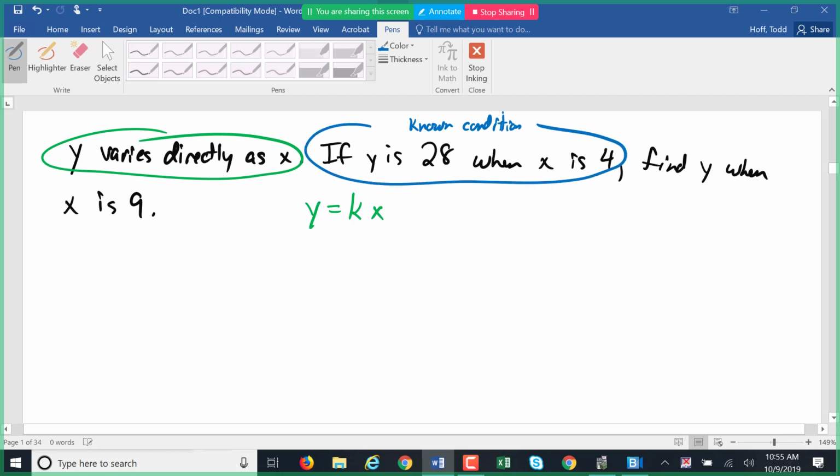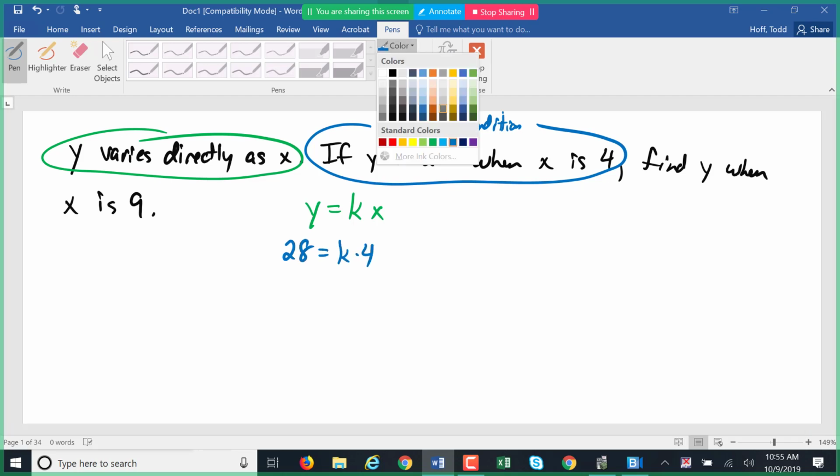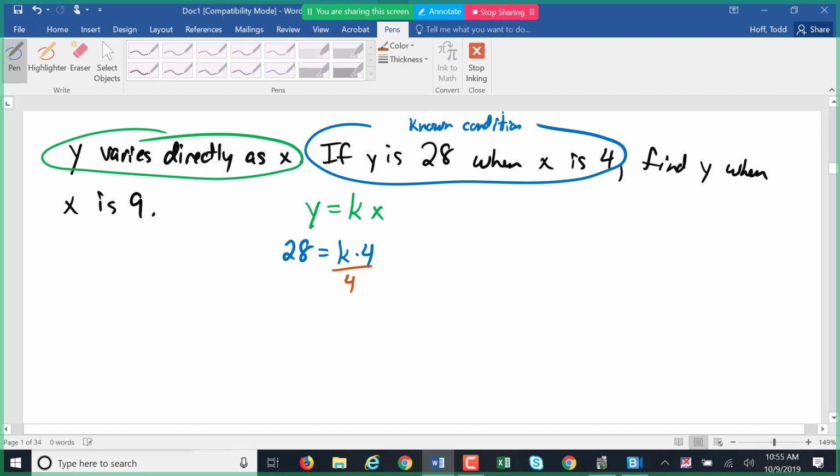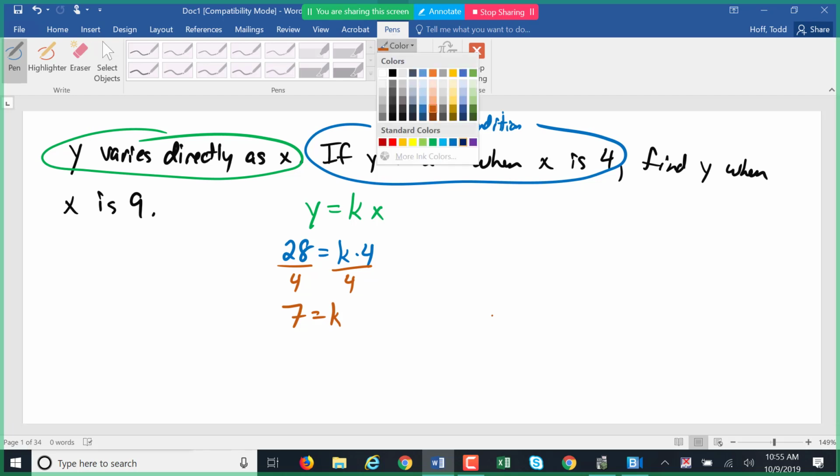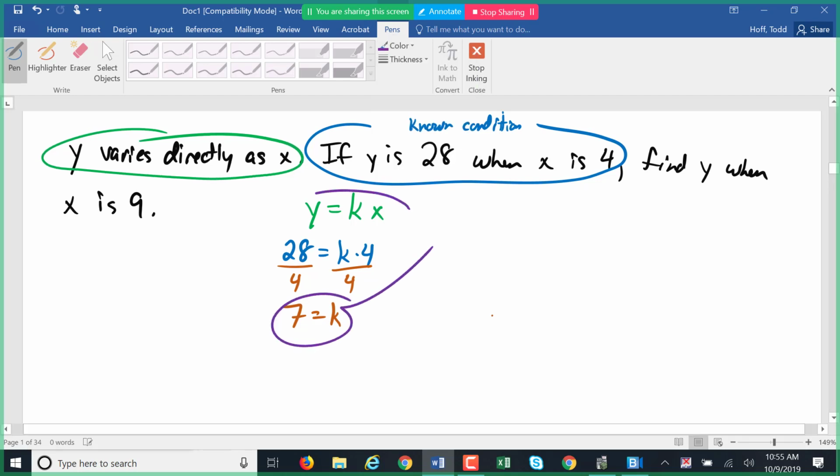Y is 28 when x is 4. So I put 28 in for y and 4 for x, and I solve, dividing by 4, I get 7 equals k. So that tells me that this relationship, y equals kx, is actually y equals 7 times x.